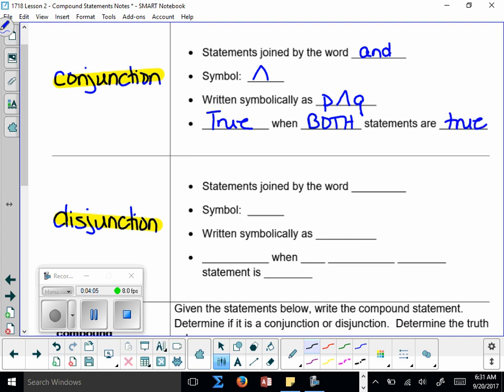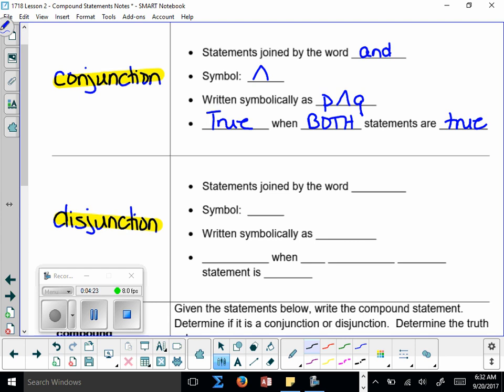So let's think about this, for example. In order to get dessert tonight, you have to eat your broccoli and your carrots. You have to eat both broccoli and carrots to get dessert. Both parts have to be true.